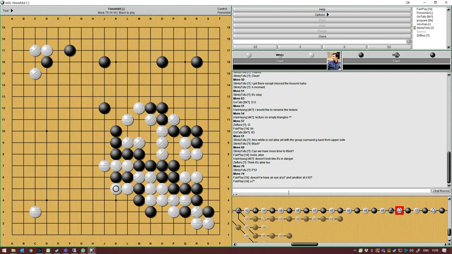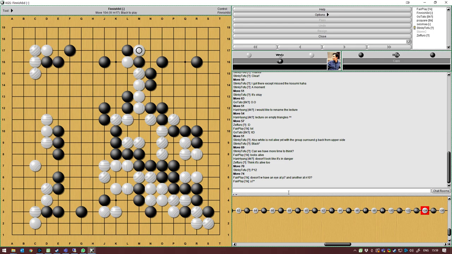Okay, I should show what happened earlier. Black kind of ran crazy here, because after the game reached this point, black realized he doesn't have enough territory. So black basically had the last try. He's trying to kill white. And in the game, this happened. And Atari, connect. So what should black do now?